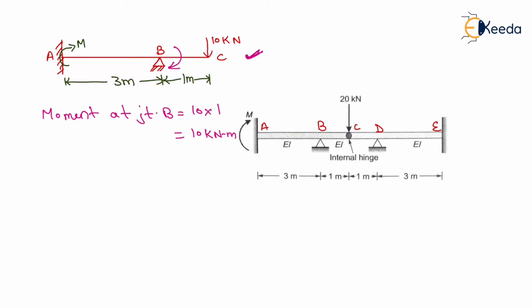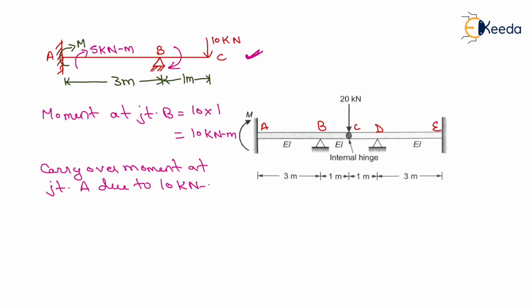Now due to the fixed support at A, we need to transfer the carryover moment to the support A. The carryover will be transferred in the same direction with half the magnitude, which will be equal to 5 kilonewton meter. Okay students, so the carryover moment at joint A due to the 10 kilonewton meter moment at B will be equal to 10 by 2, which is 5 kilonewton meter.